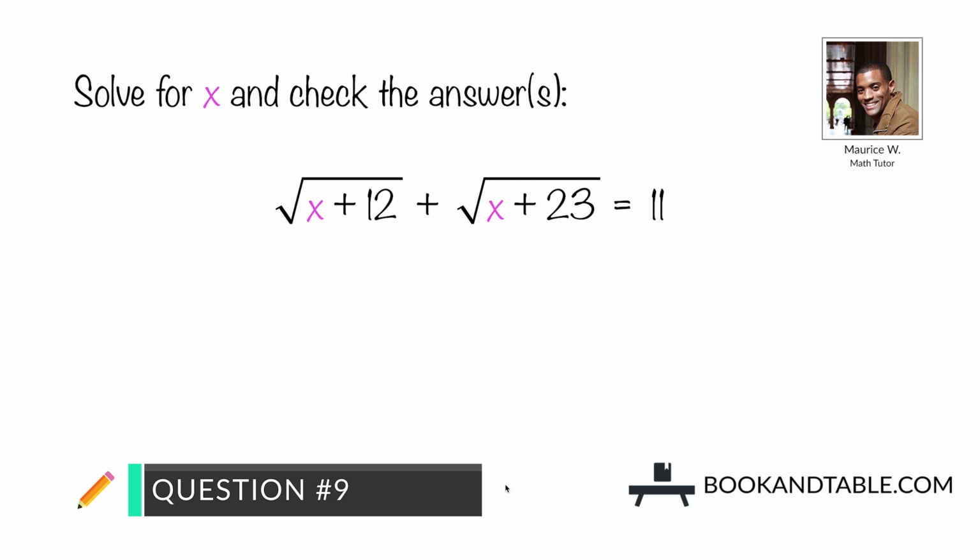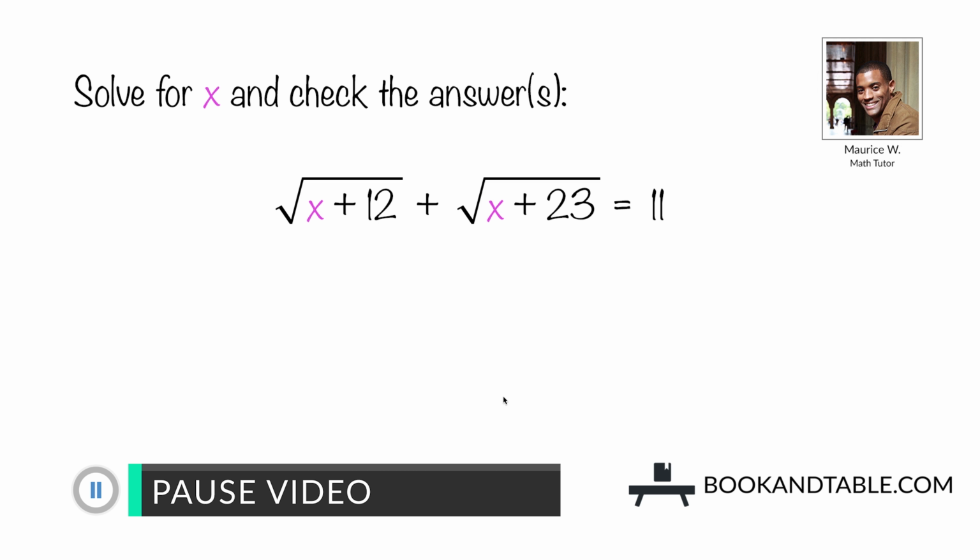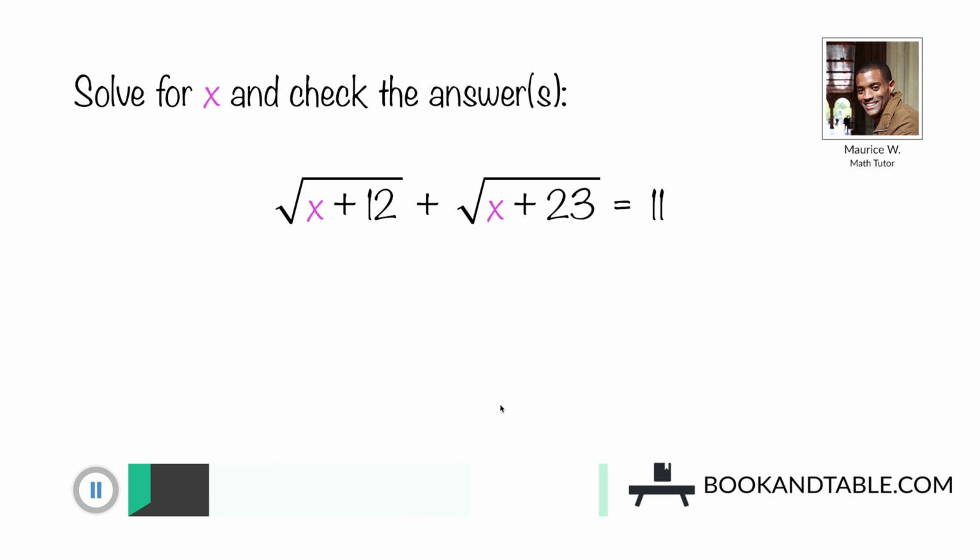Question number 9. Solve for x and check the answers. The square root of x plus 12 plus the square root of x plus 23 is equal to 11. Pause the video, answer this question, and then press play when you are ready to begin.